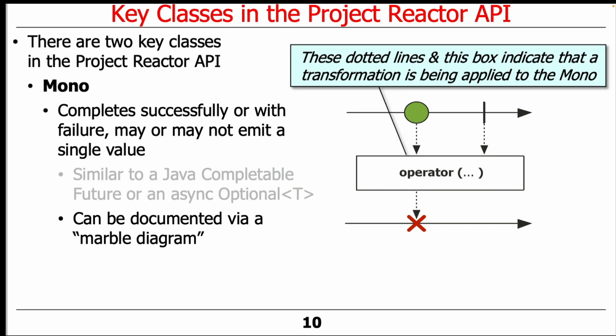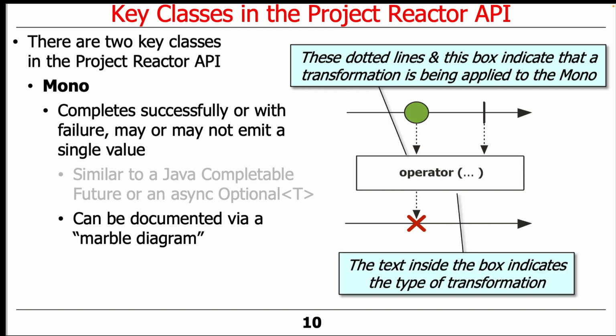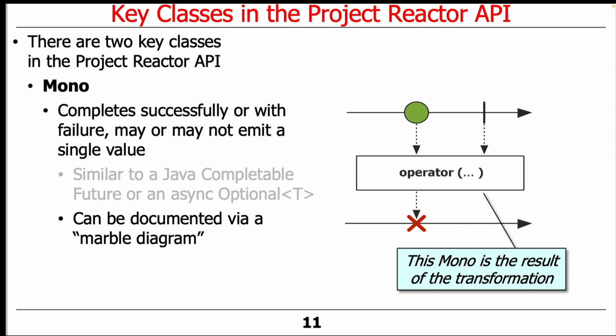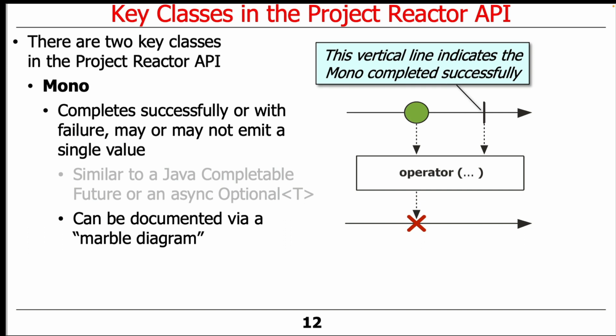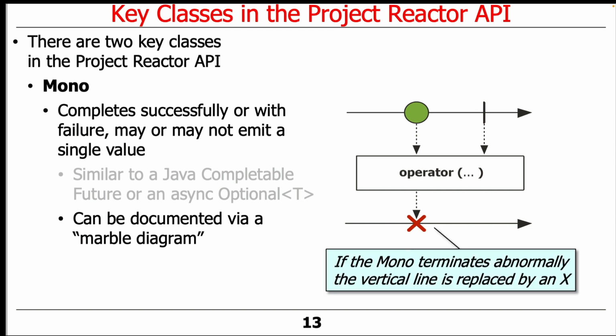And this is the operator that's going to be applied to do something to the mono. You can filter it, you can transform it, and so on. And then there's a name inside the box that says what it does. It's usually a name like flat map or doOnSuccess or something like that. And then we get an output that is the result of the transformation. And if things succeed, then we have this little vertical line that says we're done and everything's happy. And if something goes wrong, then we get this little X, which says something went awry, usually having to do with an exception or some other problem you might have had.